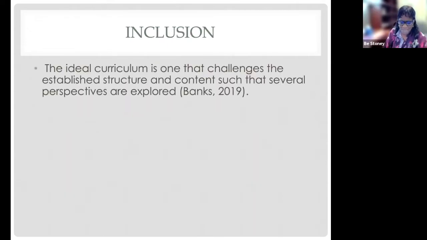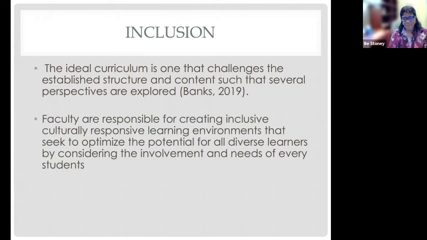And the last one is inclusion. So what does an inclusive environment look like for faculty? I like the way James Banks talks about the curriculum being one that challenges established structure and content, such that several perspectives are explored. And sometimes as faculty, that can be a little challenging. It challenged me when I was a faculty member too, when I was looking at how I could bring those multiple perspectives in and whose voices we would want to hear. Faculty are responsible for creating inclusive, responsive learning environments.